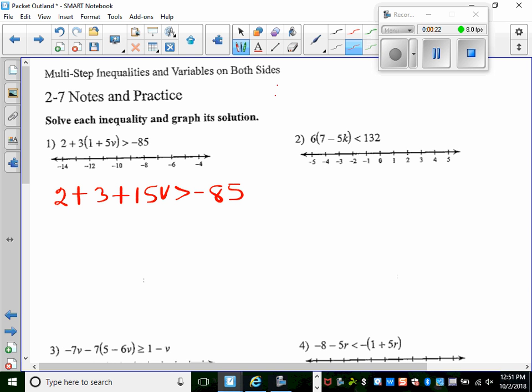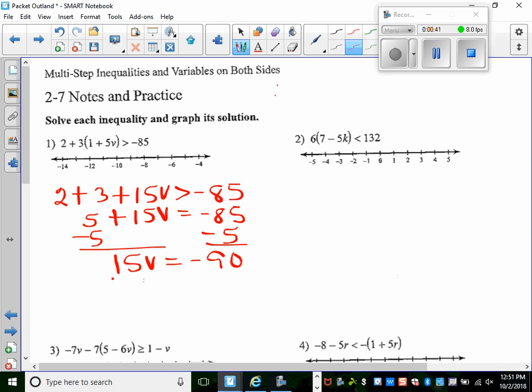Okay, after that, I'm going to combine the like terms together. 2 plus 3 will give me 5. Then I'm going to isolate v, so I'm going to subtract 5. Okay, divide by v, and that's going to give me negative 6. And this should not be an equal sign. All right, so we got v is greater than negative 6.